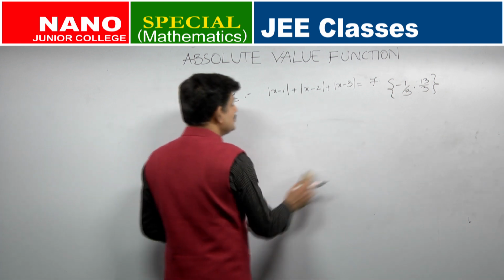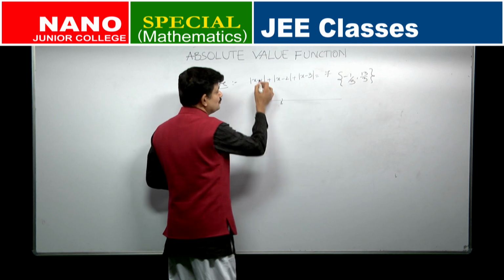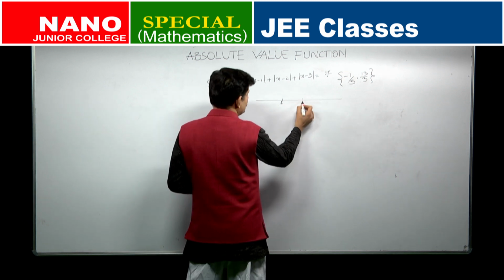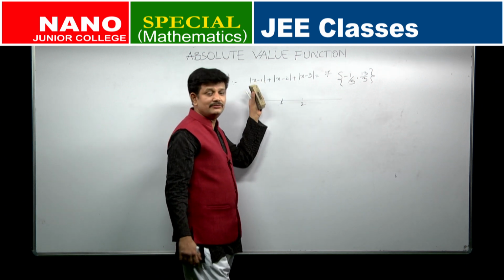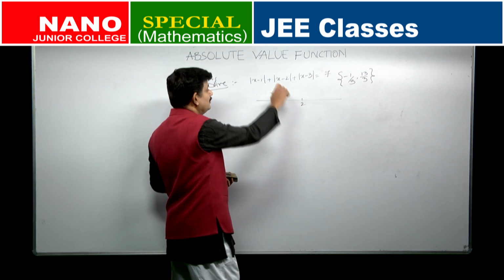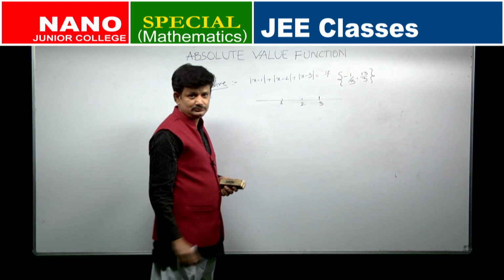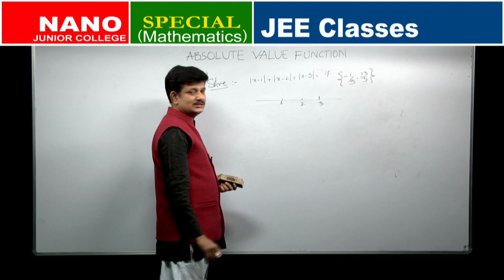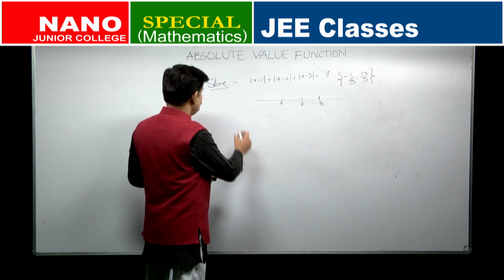Let me also do this question analytically for you. Cut the number line at 1 because you want to know when x minus 1 is positive and when x minus 1 is negative. Cut the number line at 2 and again cut the number line at 3. Split the discussion into how many cases? How many cases is this? 1, 2, 3, 4. So, split the discussion into 4 cases.